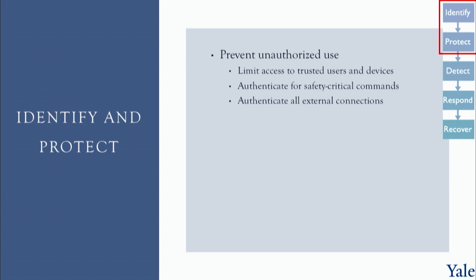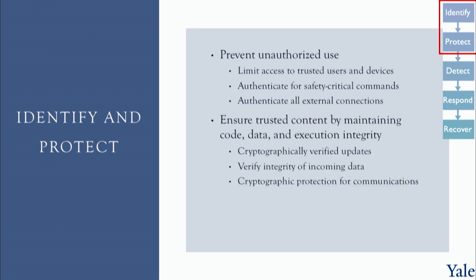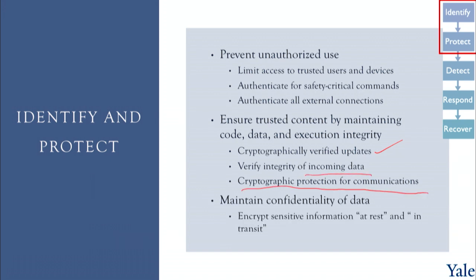You want to limit access to trusted users and devices. You want to authenticate for safety critical commands. You want to authenticate all external connections. And then you have to ensure trusted content, maintaining code, data, and execution integrity. So a lot of it is cryptographically verifiable updates. We verify integrity of incoming data, and you want cryptographic protection for all communications. And we need to maintain, and this links back to what we talked about in the last segment, confidentiality of data, and this comes down to we encrypt sensitive information at rest when it's on a hard disk and in transit when it's going over the network.